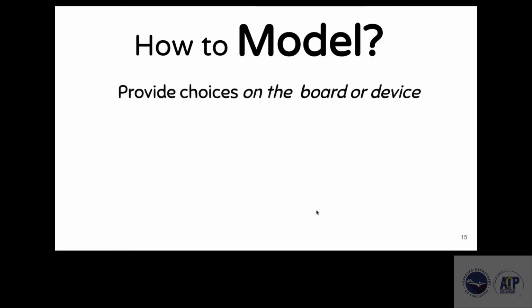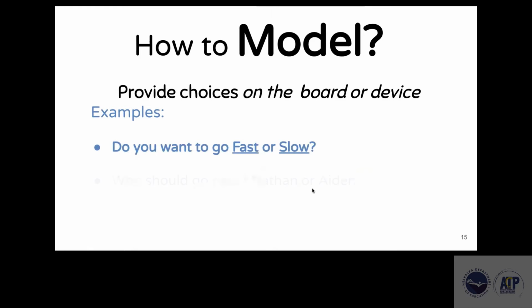Another option is to provide choices on the board or device. I love doing this both verbally and visually. Some examples, do you want to go fast or slow? And you're pointing to those core words as you are saying it verbally. Who should go next? Giving a choice of two people. And you're again modeling that on the board or device while you're also saying it verbally.